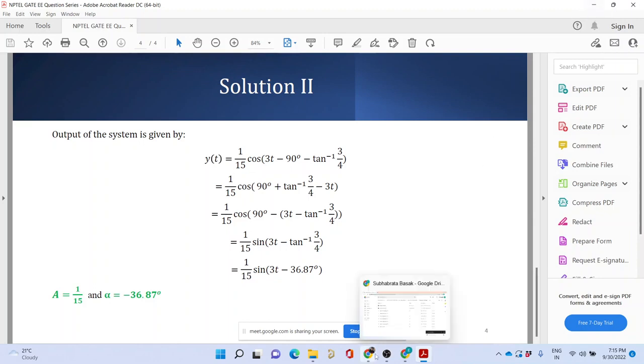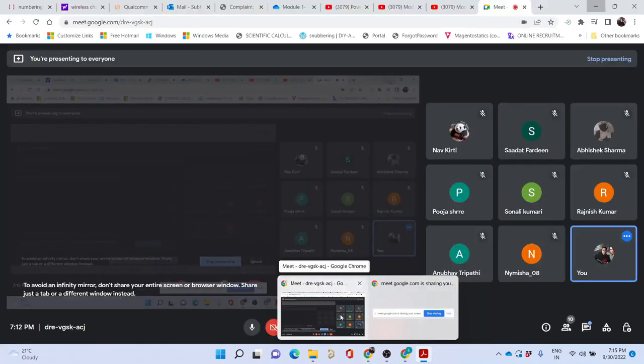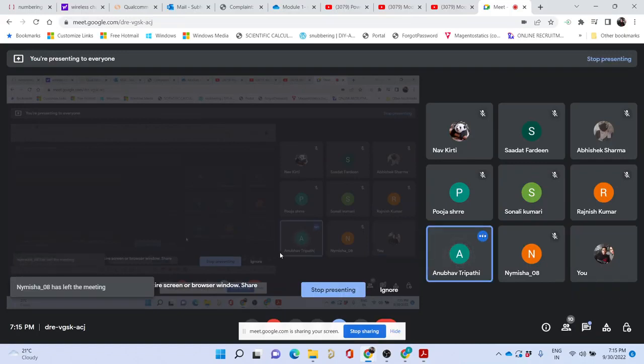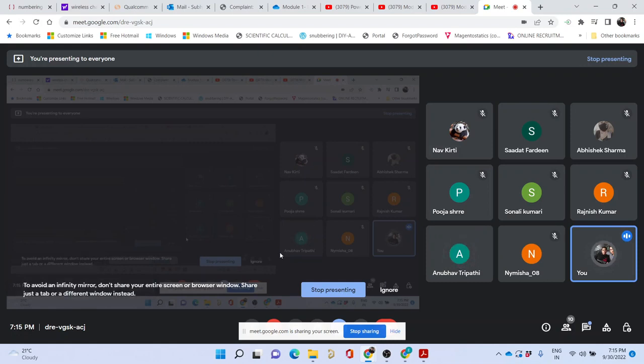Is it clear to everybody, or does somebody have any confusion? Anubhav, what was the mistake that you were committing? Why weren't you getting 36 point something? Minus 126.86. I didn't notice, I think the input is a sine input. Okay, that is a common mistake. These things happen very often, so be careful while solving.